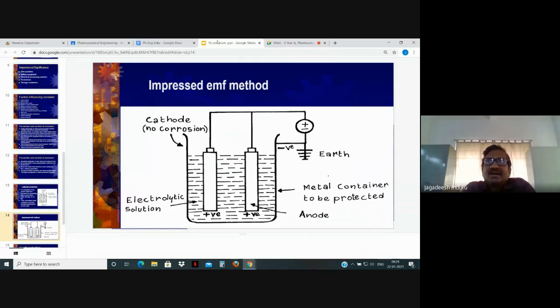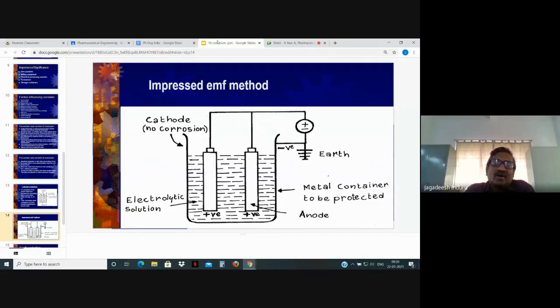Another one is the impressed EMF method. In the impressed EMF method, we know that electrochemical corrosion, or galvanic corrosion, which we encounter in our pharmaceutical industry, is caused by the flow of electrons. When the flow of electrons is present, they get depleted by the formation of a reduction reaction at the cathode, and the corrosion progresses.